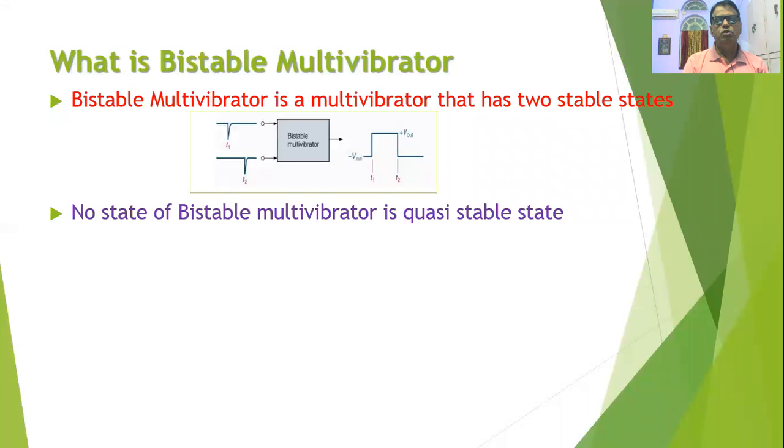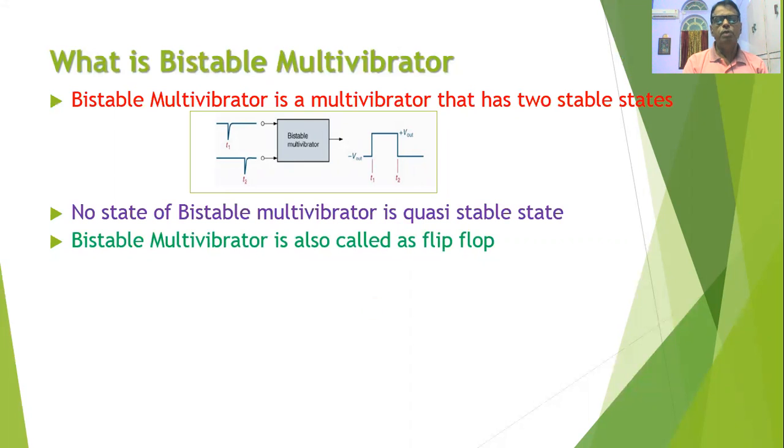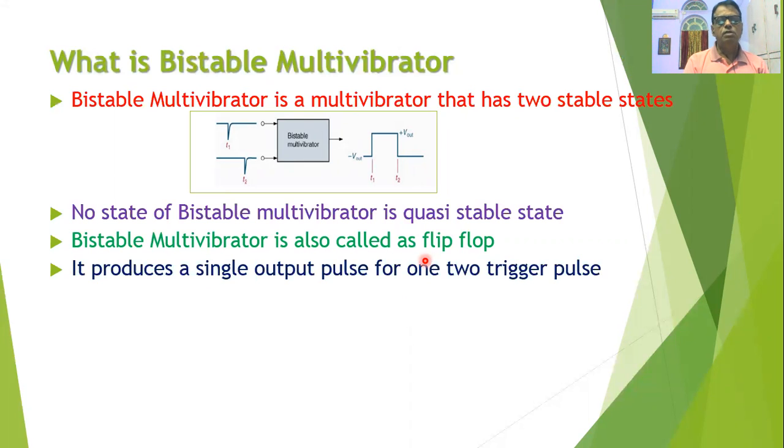So one can easily observe that the bistable multivibrator is a multivibrator which does not have any quasi-stable state or temporary stable state. The bistable multivibrator is a very popular multivibrator and it can be called a flip-flop. This multivibrator is used to store one bit of information, and therefore in computer memory this circuit is widely used. The bistable multivibrator will produce a single output pulse when the two trigger pulses are applied at its input. Like other multivibrators, the bistable multivibrator also has two states.